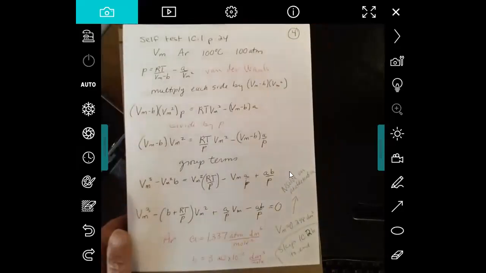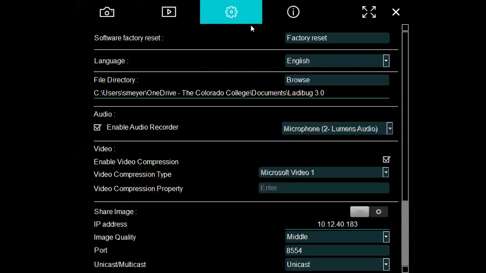Let me get rid of that. I don't know what I just did to my picture. Luckily, I'm done with my camera actually, so whatever I did to it won't be a problem.